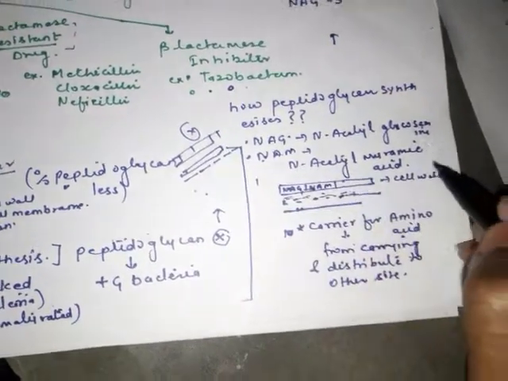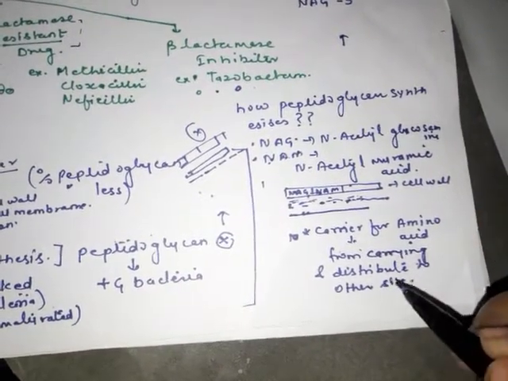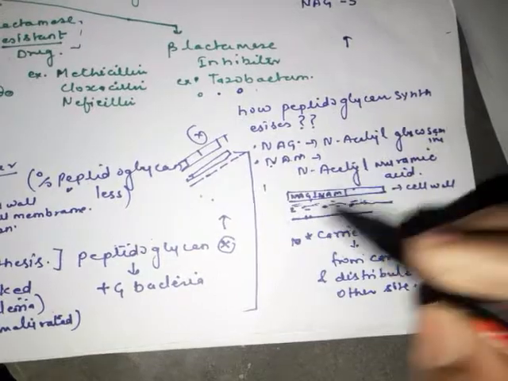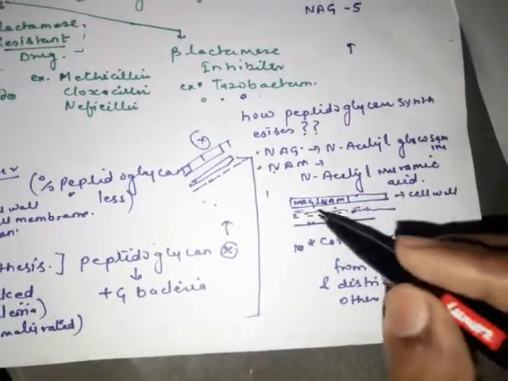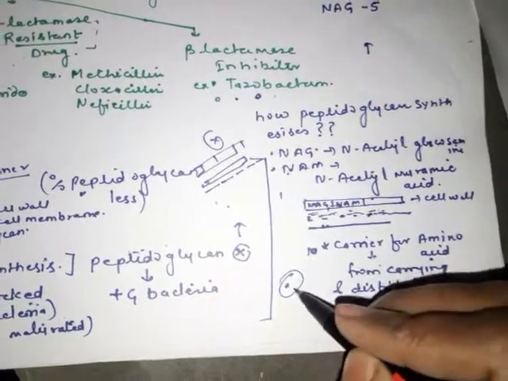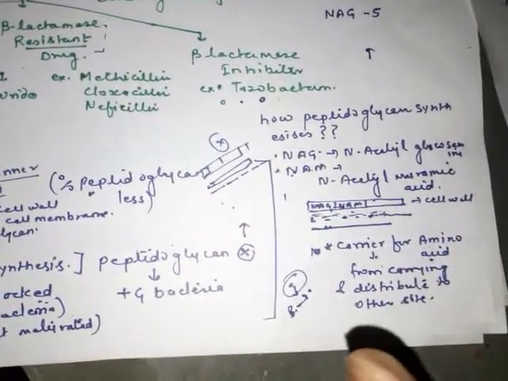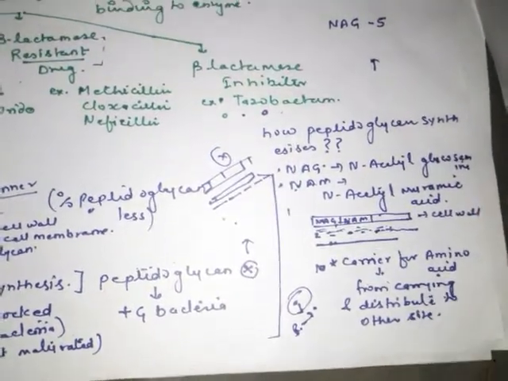Okay, so it is the carrier for amino acids, for carrying and distributing the amino acids from one side to another. Since you should know about that, in the cytoplasm ribosome is present. In this, protein is synthesized. If protein is synthesized, they form the amino acids.